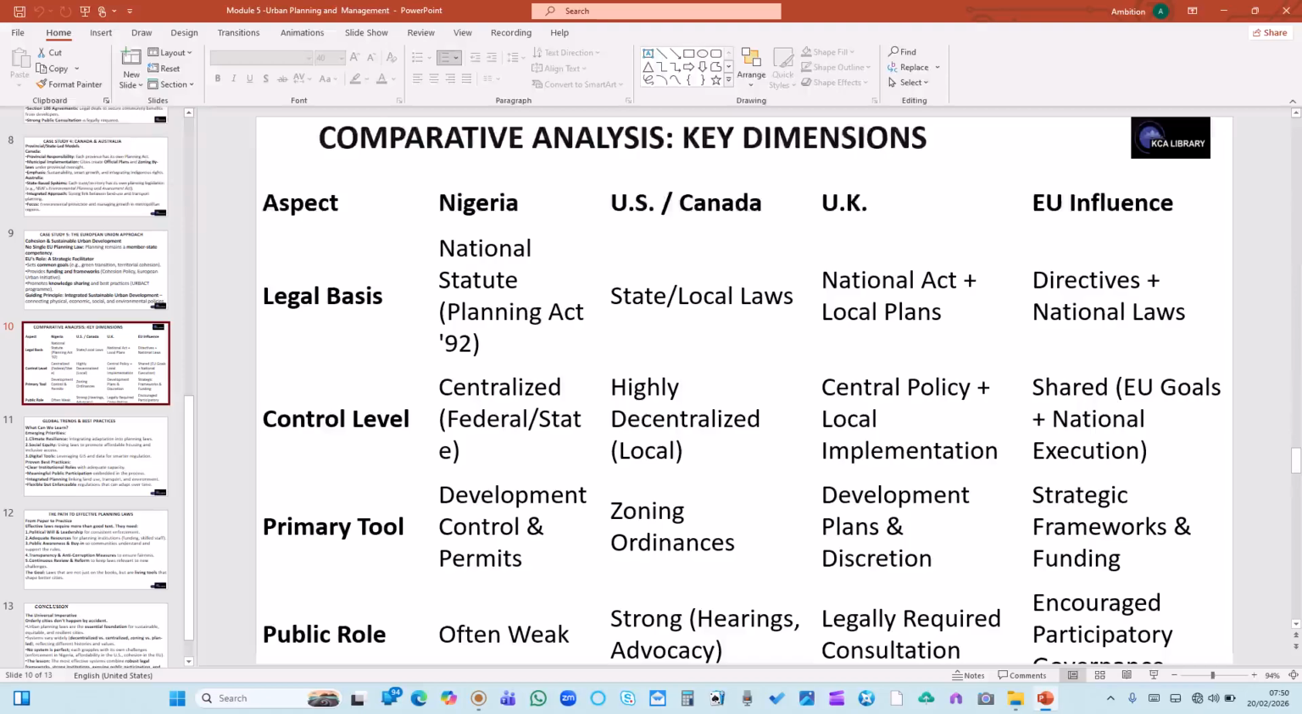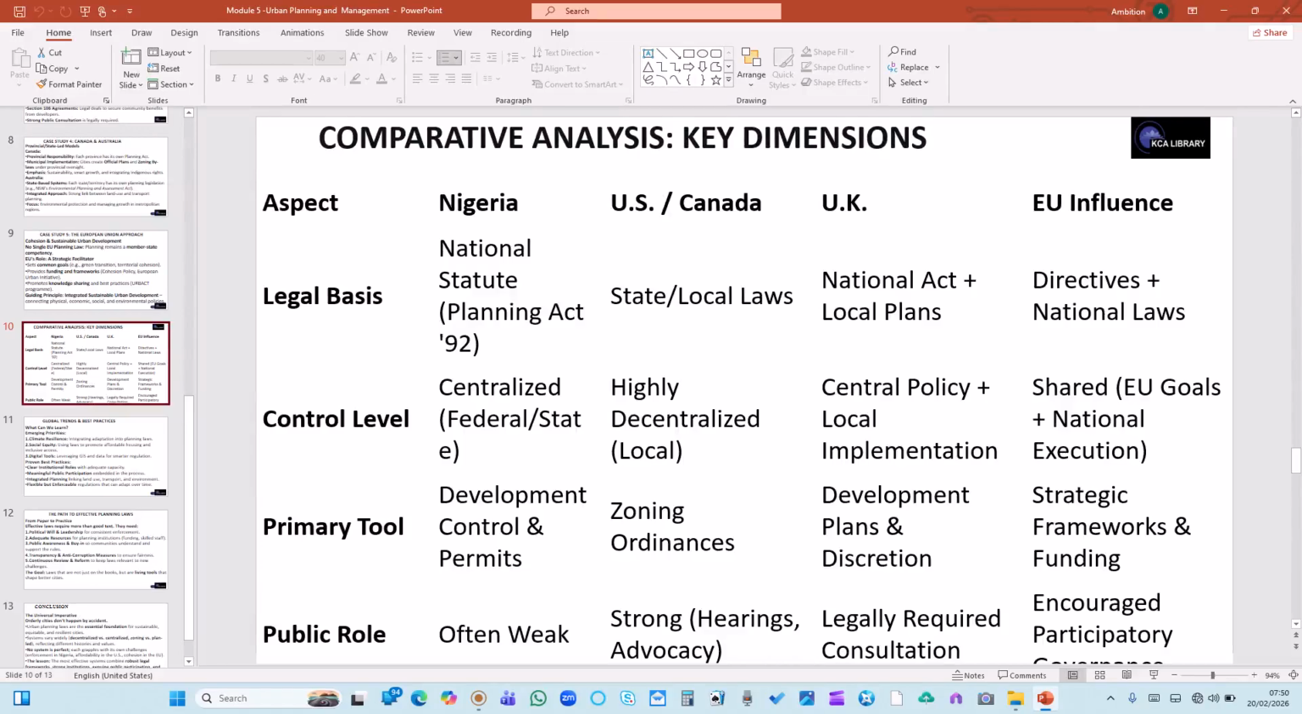In Nigeria, the primary tools used include development controls and permits. In the US and Canada, the primary tool is zoning ordinance. In the UK, the primary tool is development plan and discretion, whereas in the European Union influence, the primary tool is strategic framework and funding.